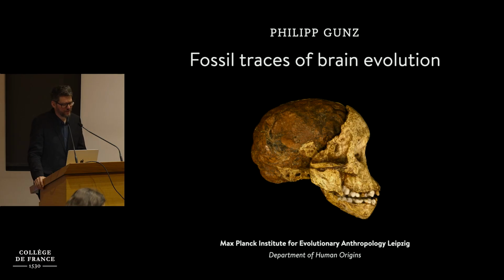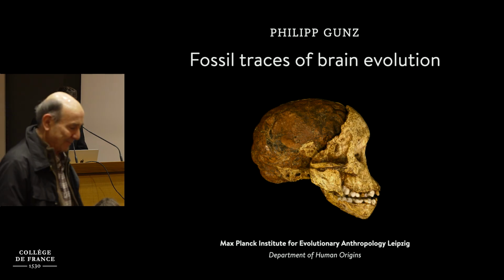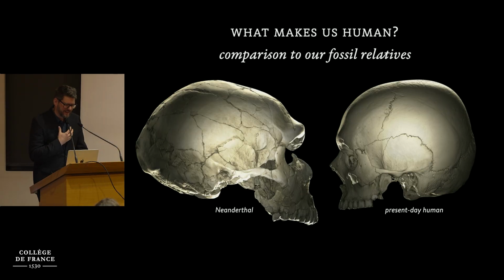So I'm going to talk about fossil traces of brain evolution. And here you can see one of my main focus points. This is a hominin fossil, a fossilized skull and a brain imprint of an Australopithecus from South Africa that's at least, say, 2 million years old. And I work at the Max Planck Institute for Evolutionary Anthropology, as Jean-Jacques just mentioned.